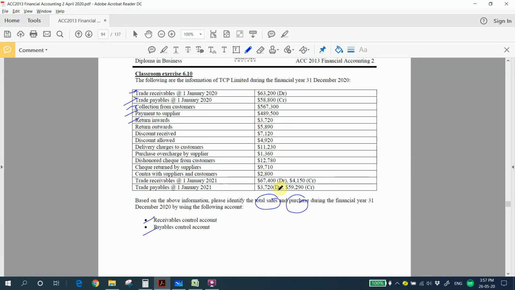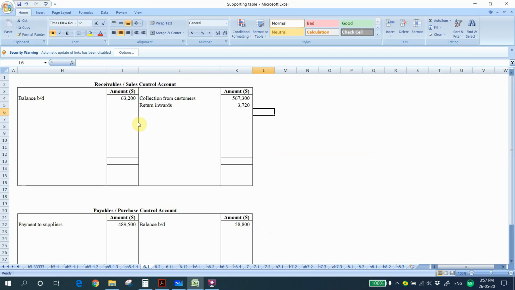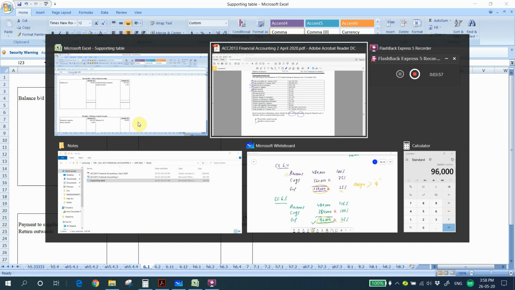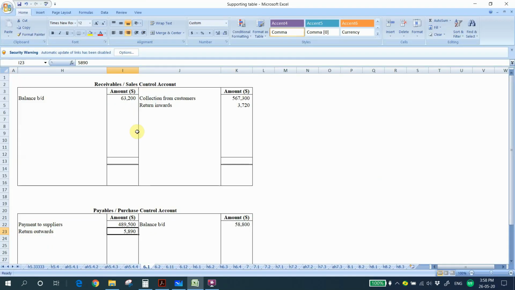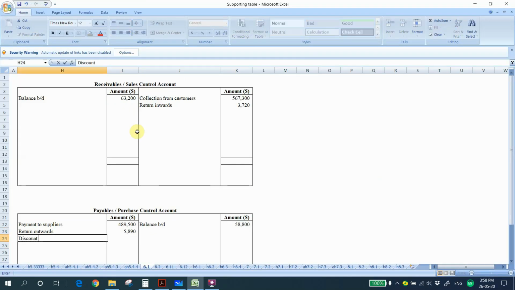37320. Next one, return outwards. Return outward is the goods that we return to our supplier, 5890, and this will reduce the value that we owing to them. Next, discount received. We receive discount from our supplier. Discount received will also reduce the amount that we owing to them, our supplier, 7120.